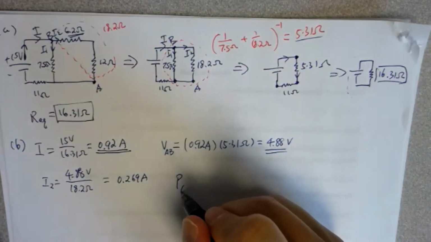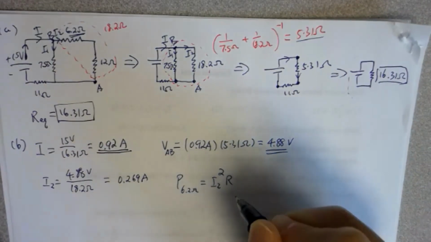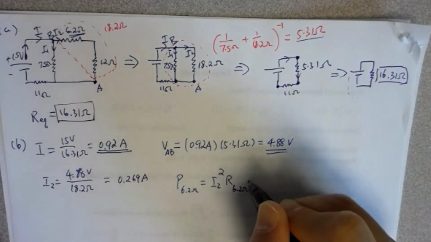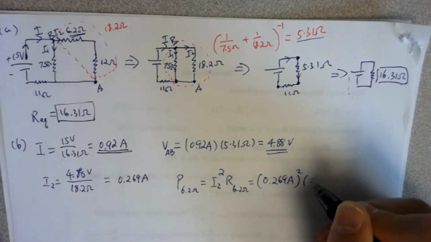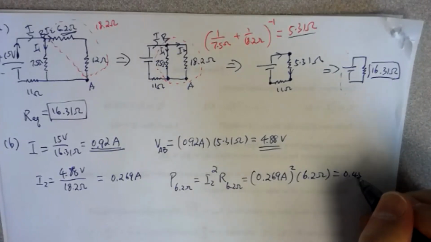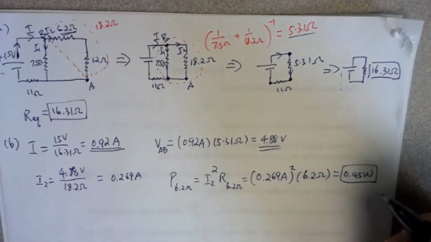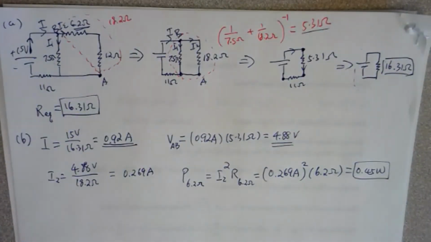So then the power for the 6.2 ohms is equal to I2 squared times R of the 6.2 ohms. That is 0.269 squared times 6.2 ohms. So that gives you 0.45 watts of power consumed by that 6.2 ohm resistor. All right, so going back.